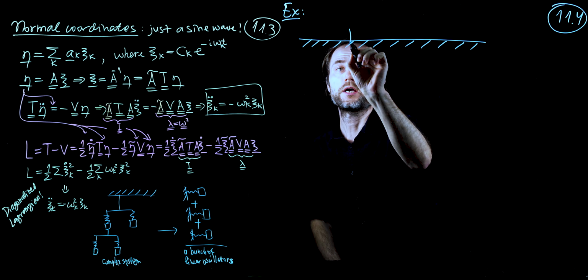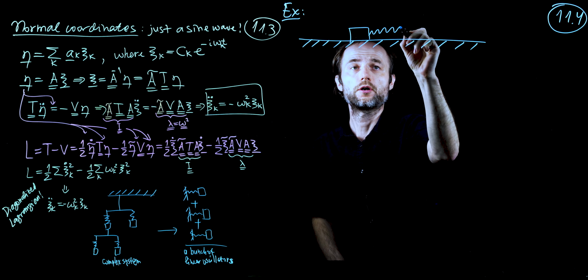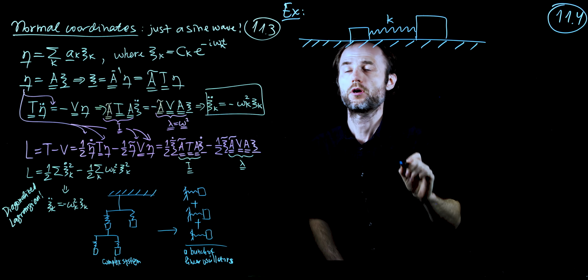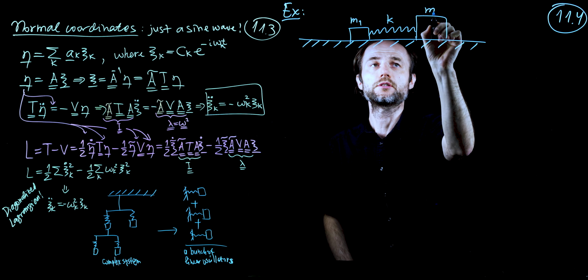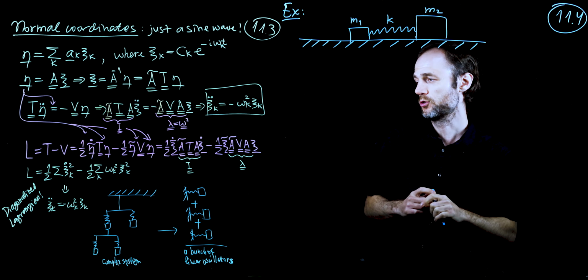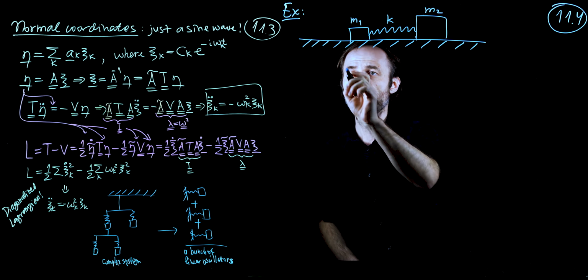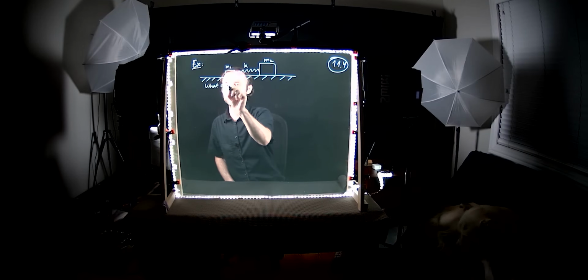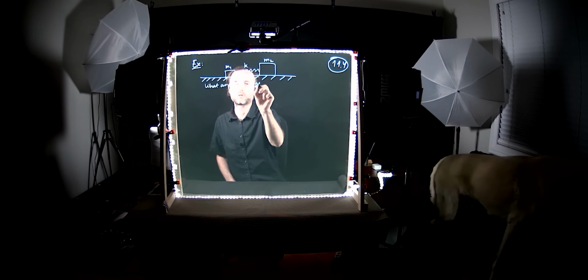In this example, we have two masses which are attached to each other by a spring with a constant k. This mass is m1, that one is m2. And our goal is to find the eigenvalues and eigenvectors.